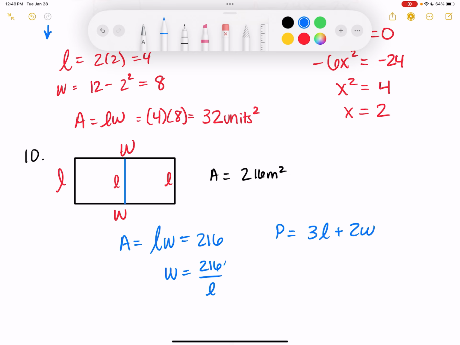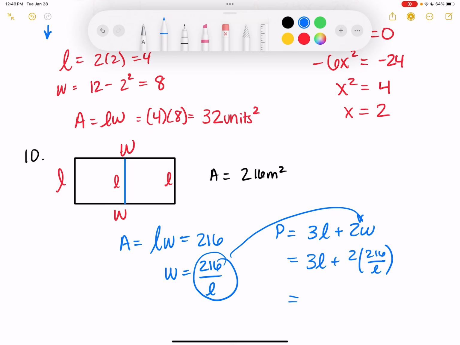So I'm going to take this and plug it in over here. So this is 3L plus 2 times 216 over L. So that's going to give me 3L plus 432 over L. And I'm going to write L to the negative 1 for the purpose of getting ready to take the derivative.